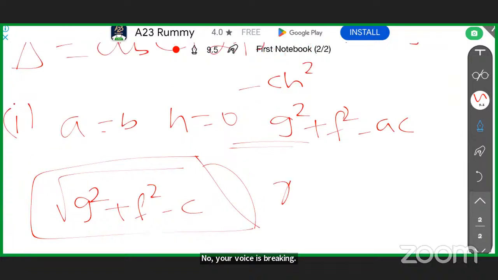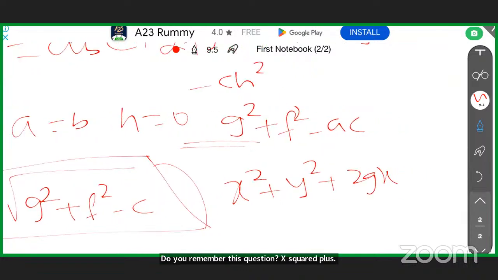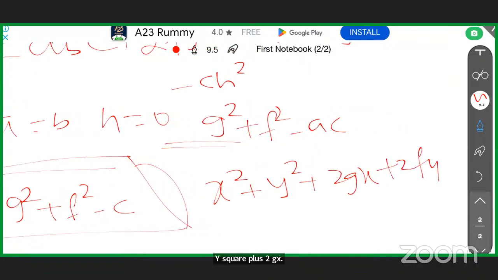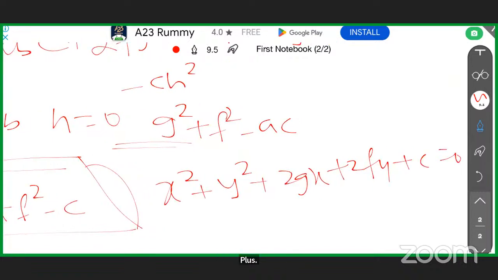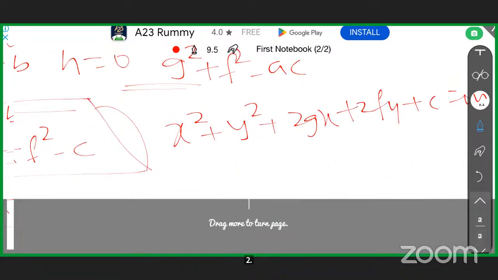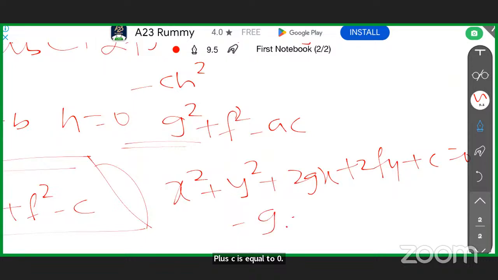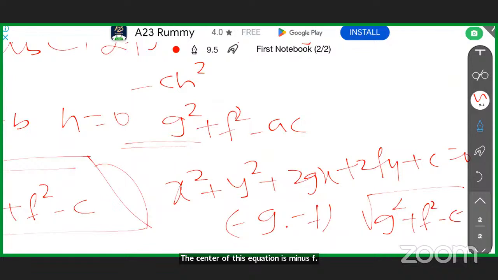You remember this equation? X square plus y square plus 2gx plus 2fy plus c is equal to 0. The center of this equation is minus g comma minus f, and root of g square plus f square minus c is going to give me what? The radius of the circle, and this is the equation of a circle.